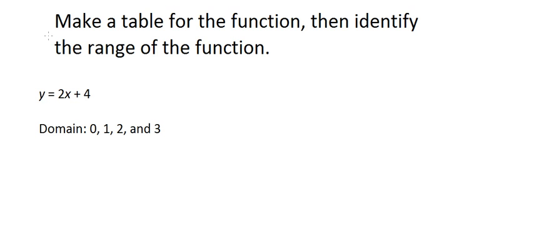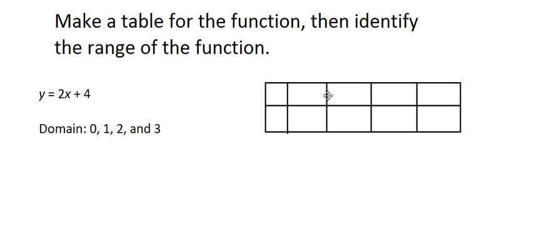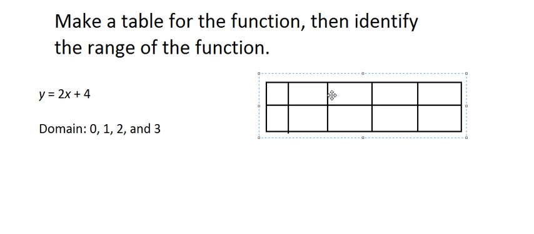It says to make a table. There's no table here. So the very first thing that you should do is actually make a table. All right, literally just make a table. And you know that this table is always going to be an X and Y table, and so you're going to go ahead and put those in there. So X usually goes on top, and Y usually goes on the bottom. So we have an X here, and a Y right here.